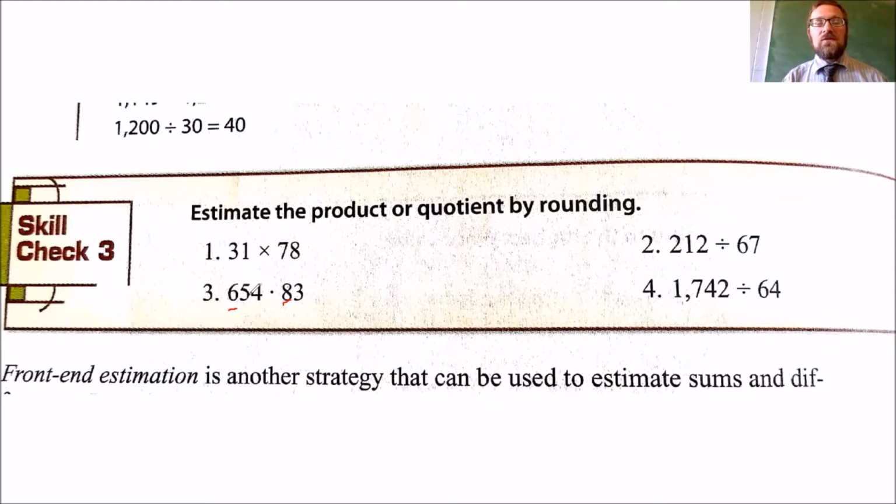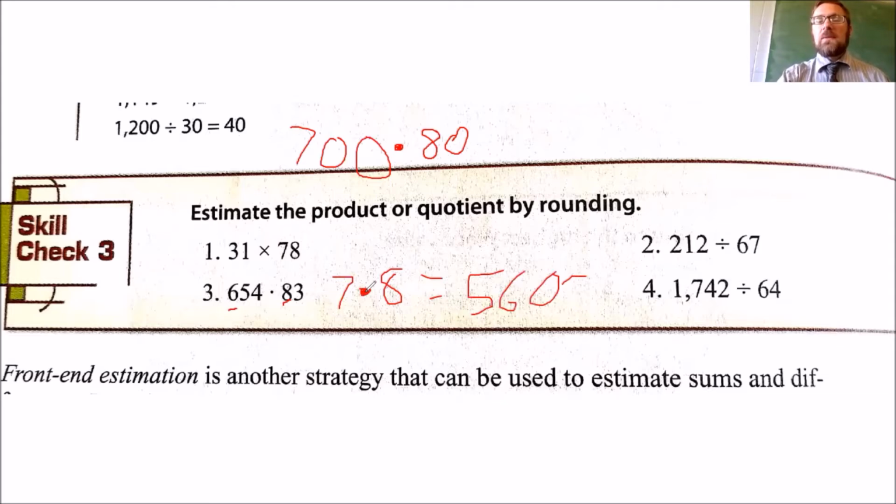So 654 rounded is going to be 700. And then 83 rounded is going to be 80. So we got 3 zeros there, so we know we're going to have 3 zeros on the end, and we got 7 times 8, which is 56. Trying to get that dot, sorry about that. So 56, and then the 3 zeros. And remember, we go 1, 2, 3, and we put a comma.